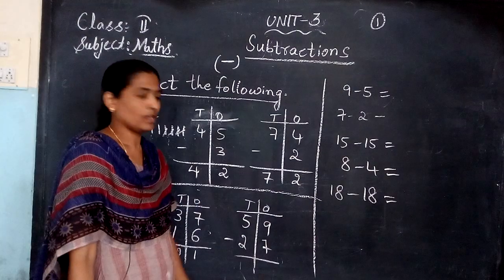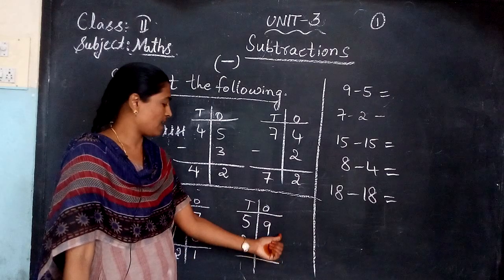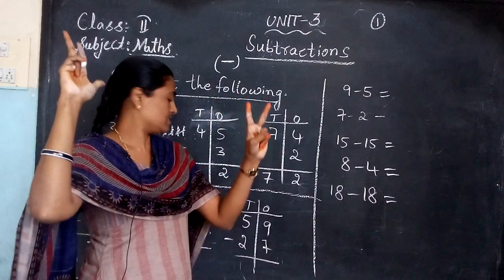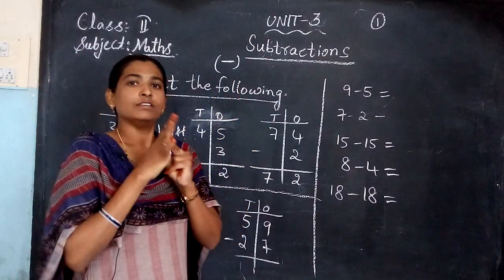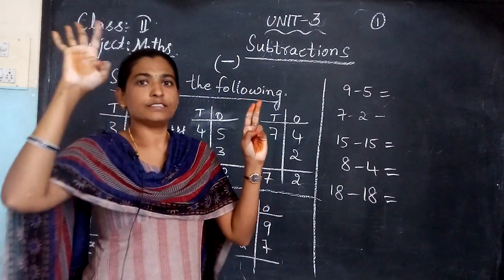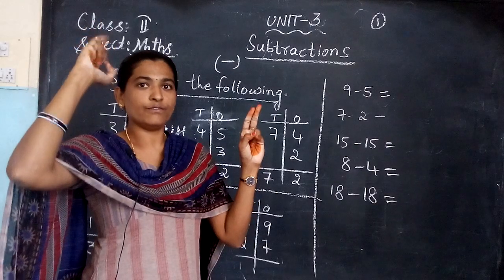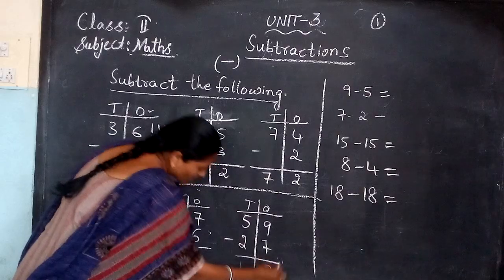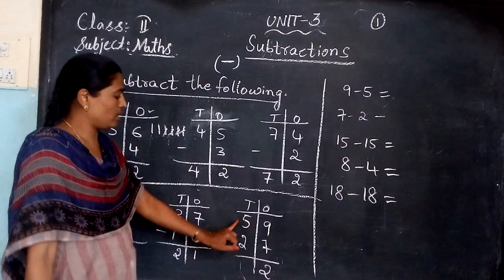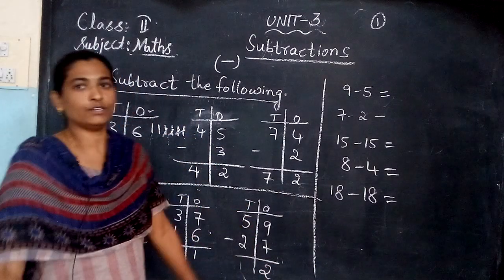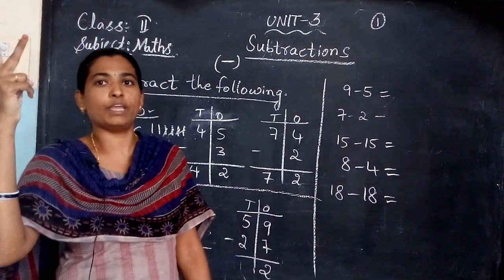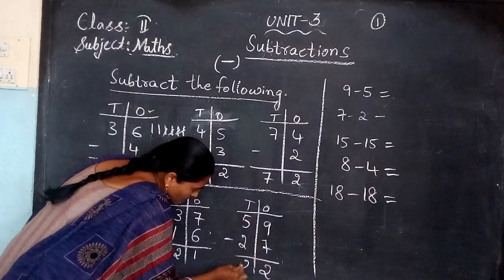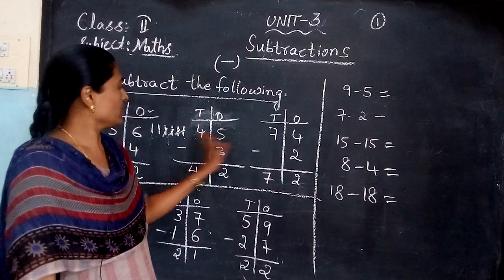What answer did you get? Yes, 20. In the ones column what numbers are there? 9 minus 7. 9 in the mind, again 7 in your fingers. 9 before, 8, 7, 6, 5, 4, 3, 2. What answer did you get? 2. And again in the tens column, 5 minus 2. 5 in the mind, 2 in your fingers. 5 before, 4, 3, 2. What is the total answer? 22. I think you understood this.